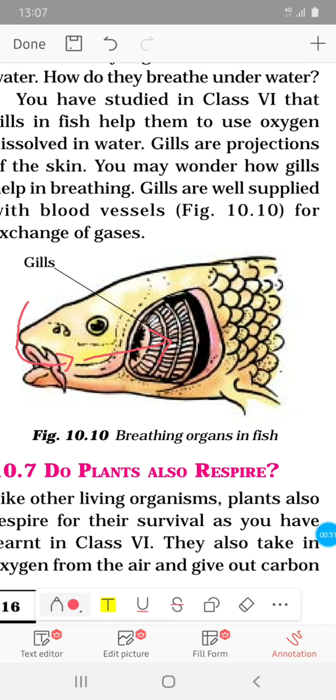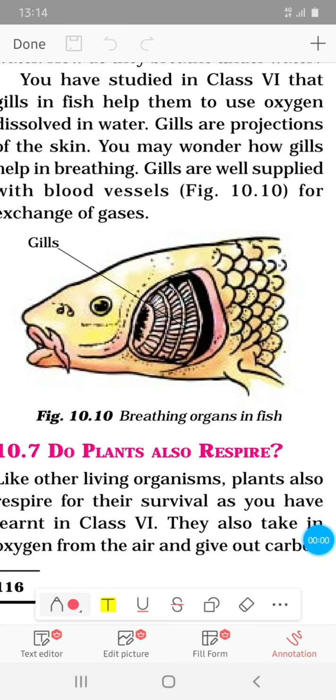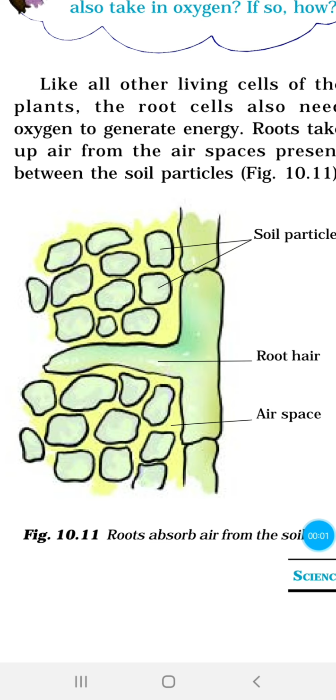Gills are well supplied with blood vessels for exchange of gases. That means the water which enters and goes through the gills, the fish takes in the oxygen dissolved in water and it passes through the gills to the body. By that time, carbon dioxide from the body comes to the gills. The gills are covered by the operculum. So they open the operculum and give out the water which contains carbon dioxide in it. Thus a fish breathes.